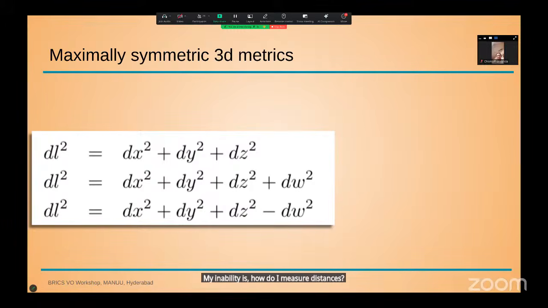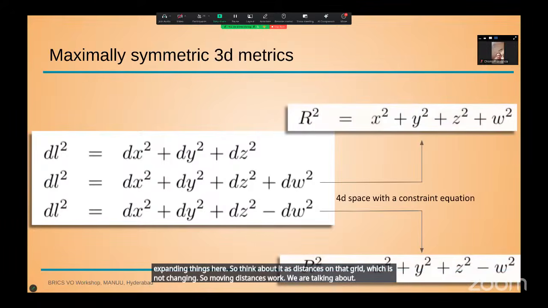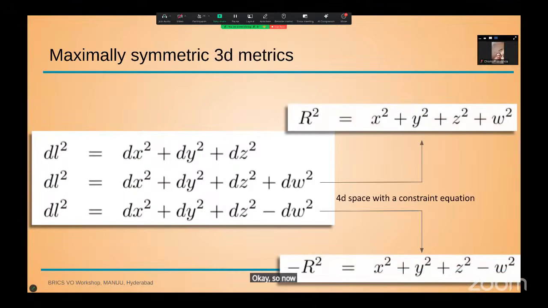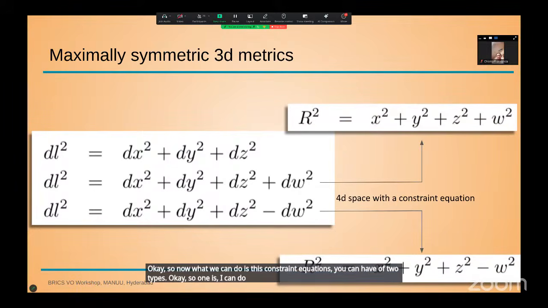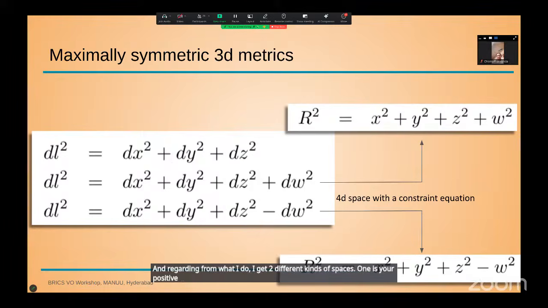And remember, these are distances. I have not talked about expansion at all here, right? There's no expanding things here. So think about it as distances on that grid, which is not changing. Okay. So moving distances is what we are talking about. Now these constraint equations you can have of 2 types. One is I can do dx square plus dy square plus dz square, and either add a dw square or subtract a dw square. And depending on what I do, I get 2 different kinds of spaces. One is a positively curved space and one is a negatively curved space, with these 2 different constraint equations.